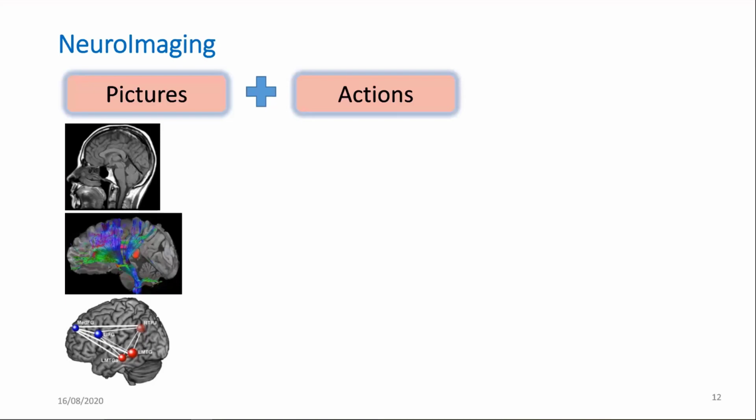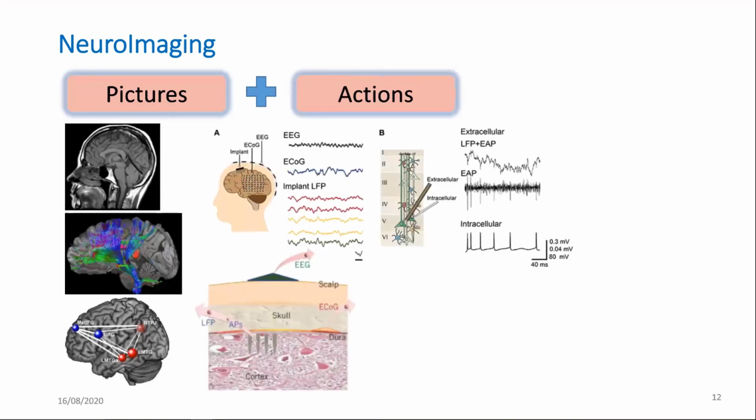Okay, we got the pictures, but the pictures don't say everything. We need to look at the actions of the brain to understand it better. How do you look at it?